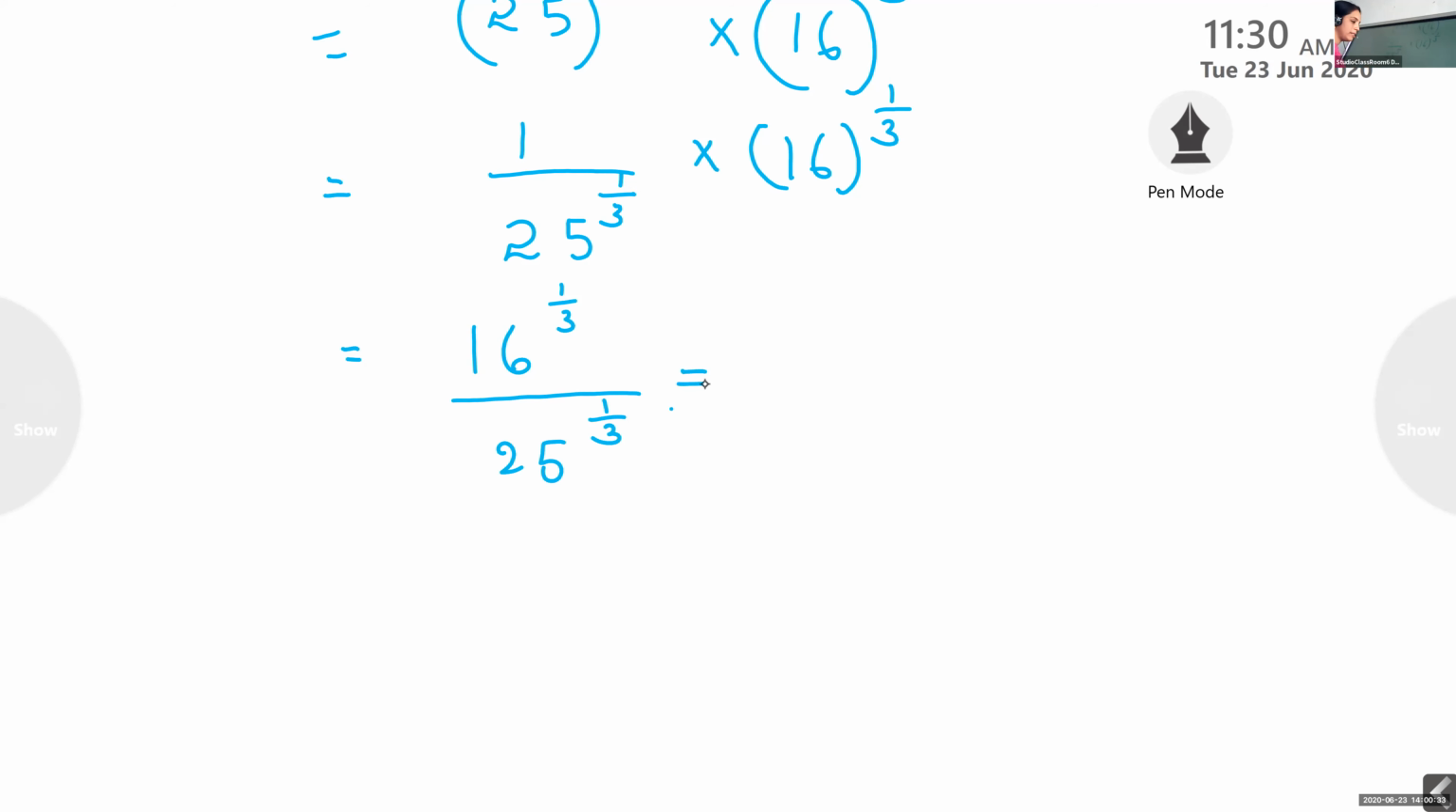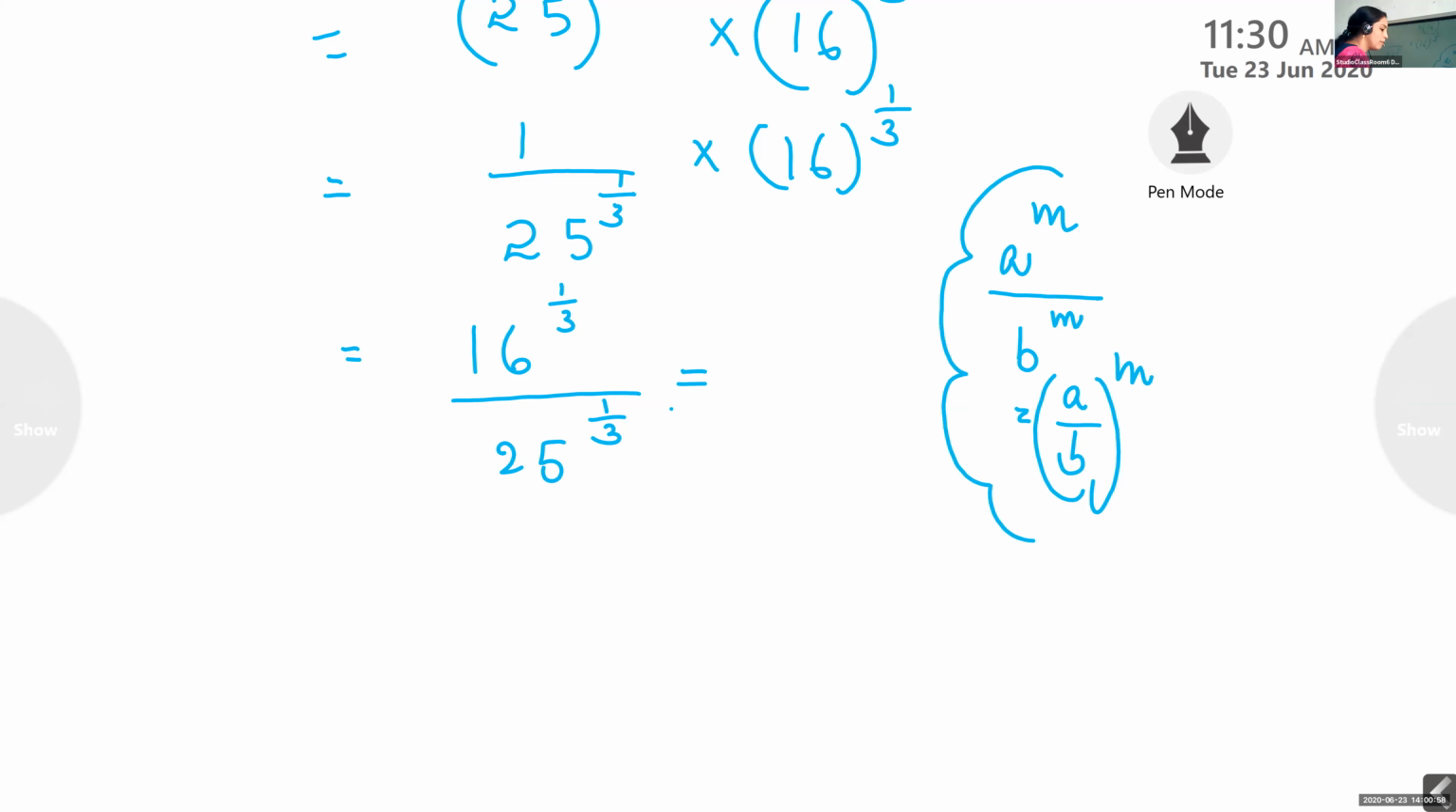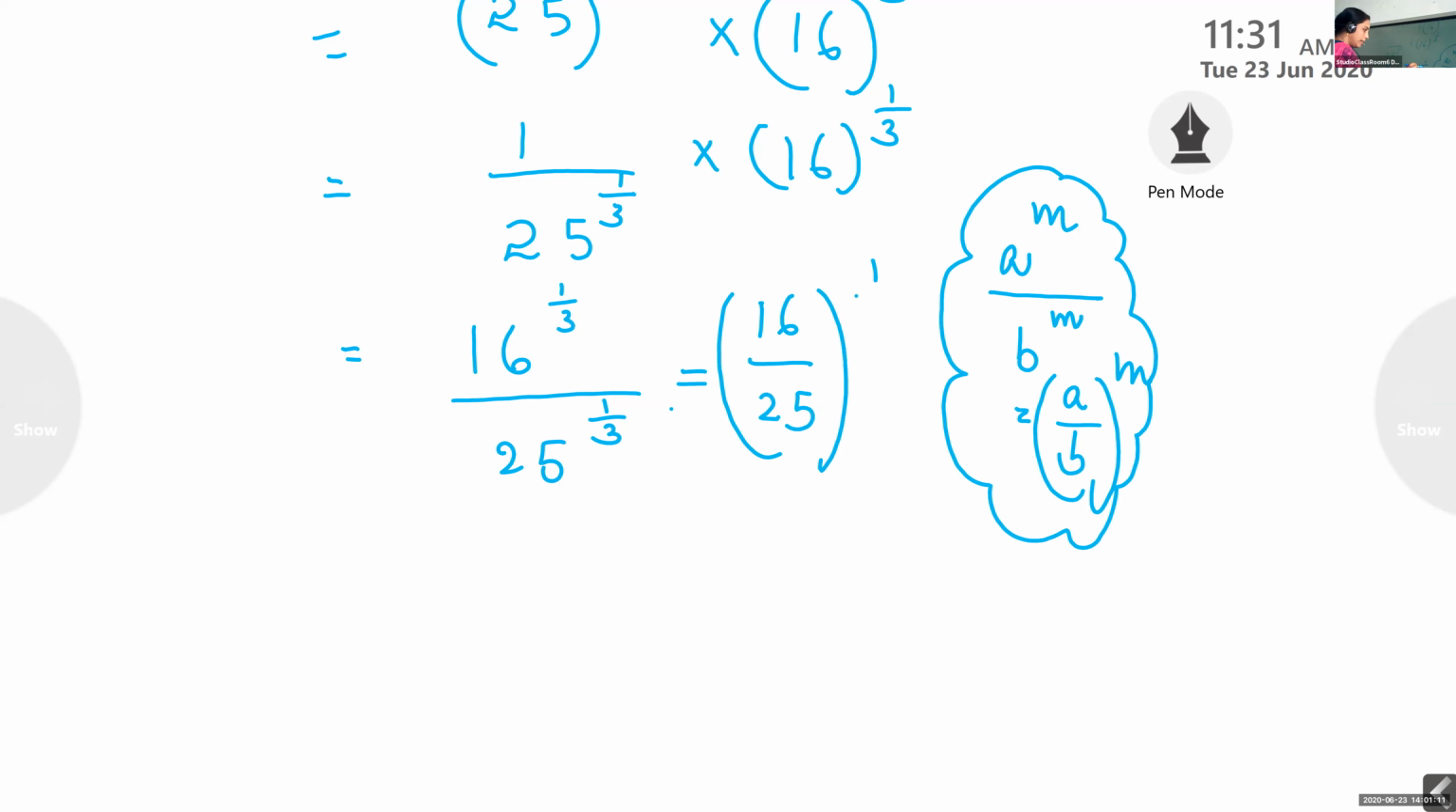Now the power is same. Which law will you use here? A raised to m divided by b raised to m. Very good. A raised to m divided by b raised to m. Power is same and you will write as a by b all raised to m. So this is the law. So we reduced the steps to come to this law. Okay. Now it is 16 by 25 all raised to 1 by 3.